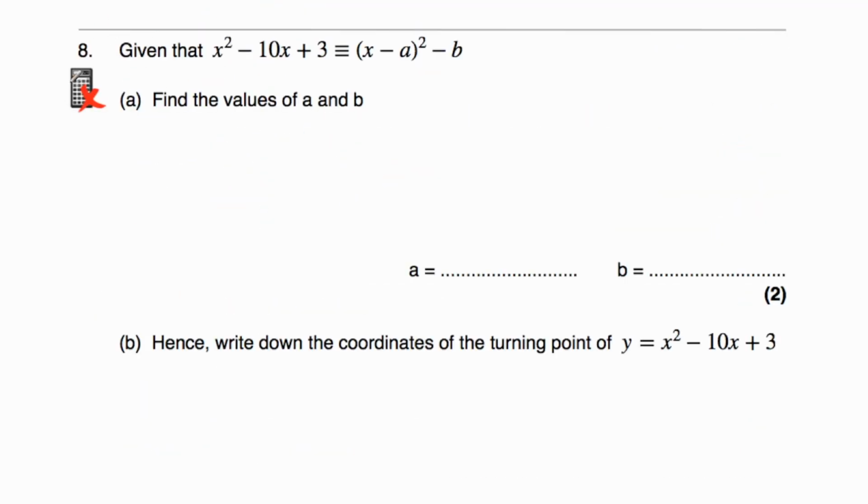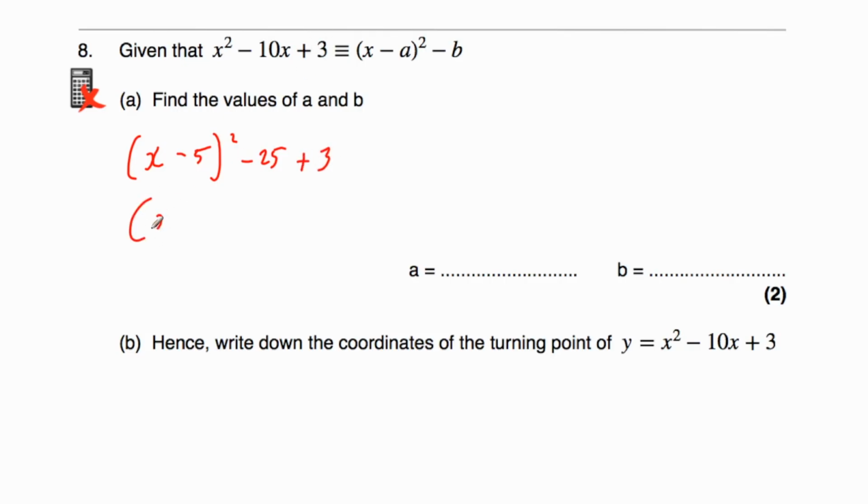So if we have a look at question 8, it's quite similar to question 7. We've been given that x squared minus 10x plus 3 is equivalent to (x minus a) squared minus b. So that just means we need to do completing the square to this, and we can then get what this is. And then in part B, we need to find the coordinates of the turning point. So let's do completing the square on our x squared minus 10x plus 3. So that would be, open up brackets, x, half of minus 10 would be minus 5, close bracket squared, then subtract, and minus 5 squared is 25, so we're going to take away 25, and then we've still got our plus 3, so plus 3.